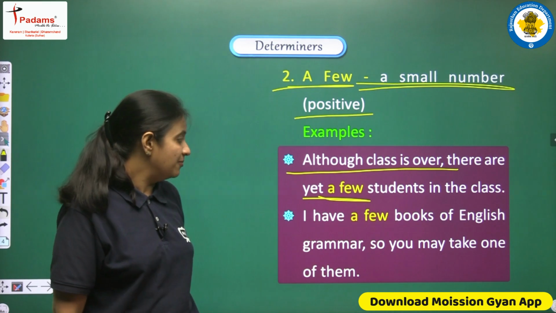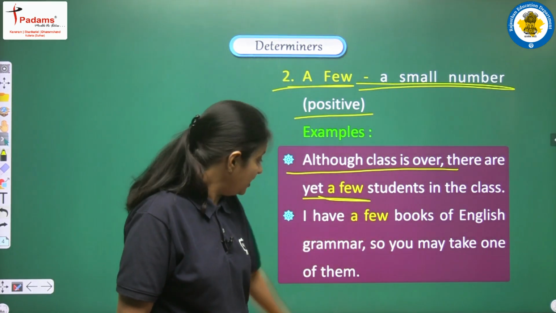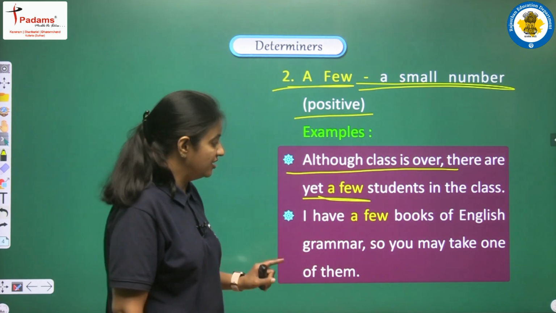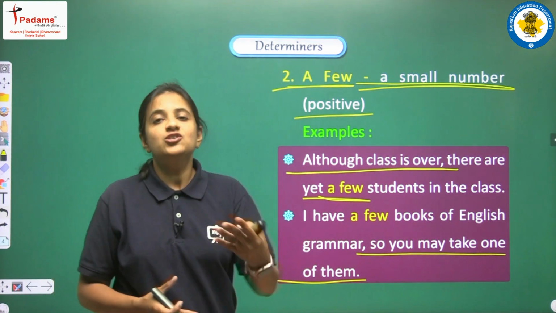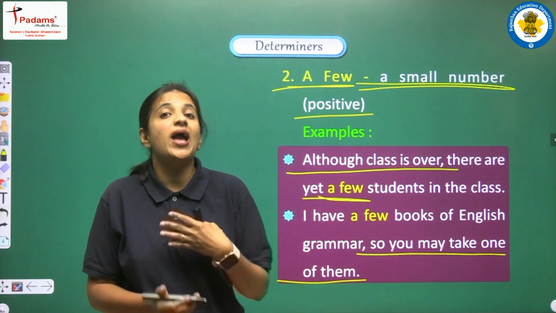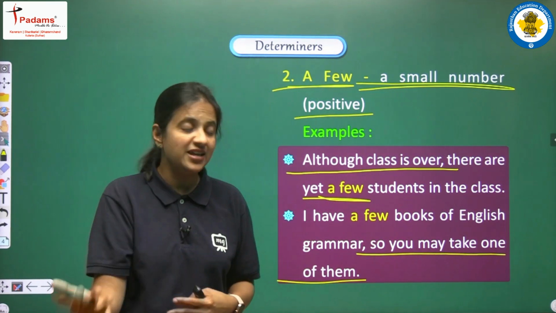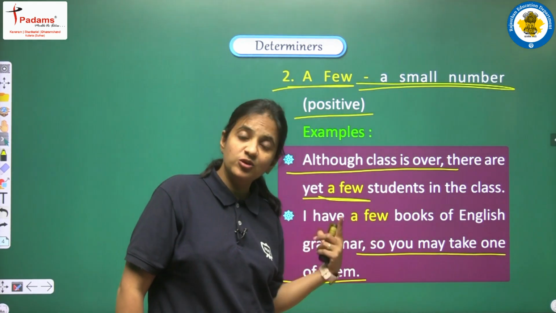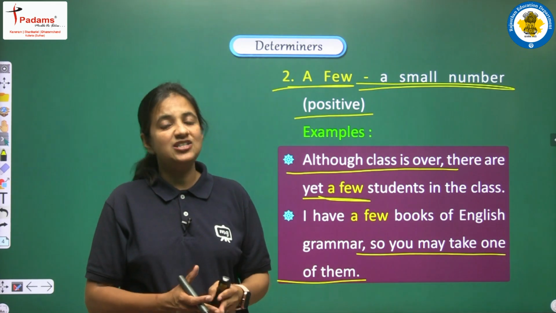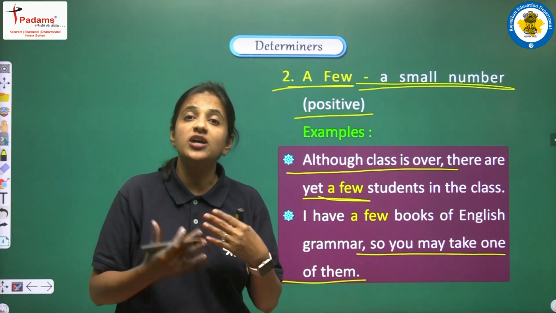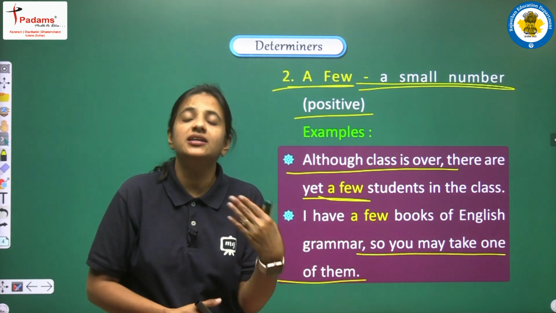Okay, one more example. I have a few books of English grammar, so you may take one of them. So here first of all look that we are offering our books to someone. So how can we offer, जब हमारे पास books होंगी तभी तो हम किसी दूसरे को offer कर पाएंगे. So because we are offering our books to others, it means that yes, we are having some books, right? हमारे पास चाहे कम है but still कुछ book है हमारे पास. This is the reason that we are offering our books to some other persons.